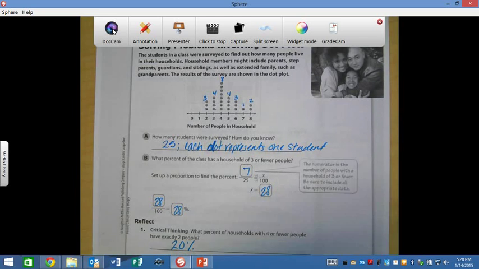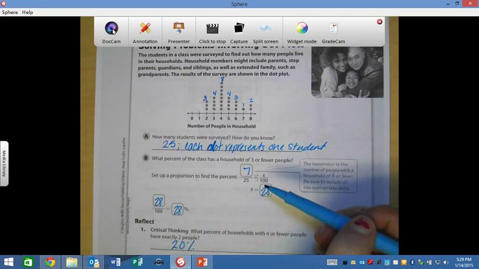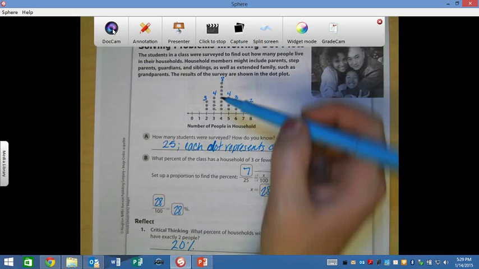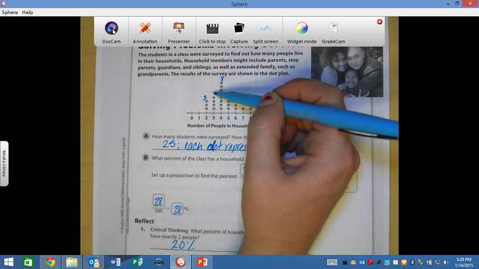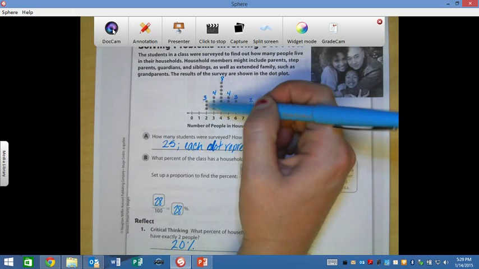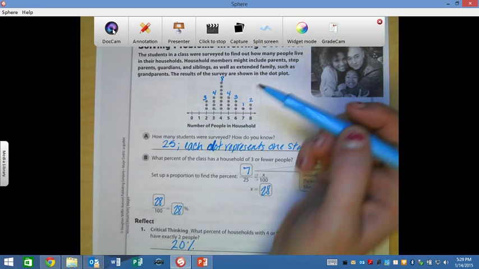Question B is, what percent of the class has a household of 3 or fewer people? In order to do this, we need to set up a proportion to find the percent. Earlier this year, we talked about proportions and how important they would be to everything that we're working on, and this is another one of those times. So our numerator is going to be the number of students with a household of 3 or fewer. So you come up here, how many have 3? 4 people. How many have 2 in their household? 3 people. Combine those to get 7.